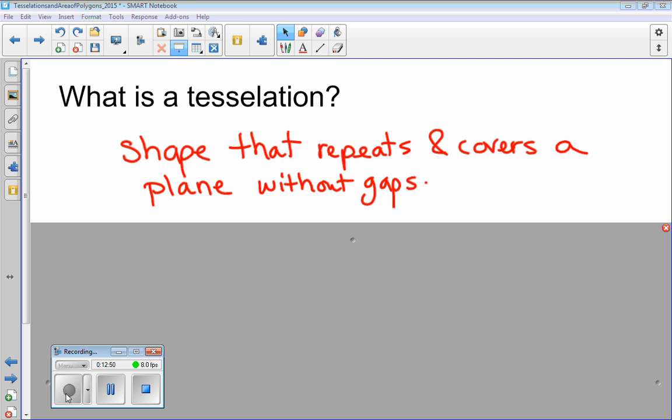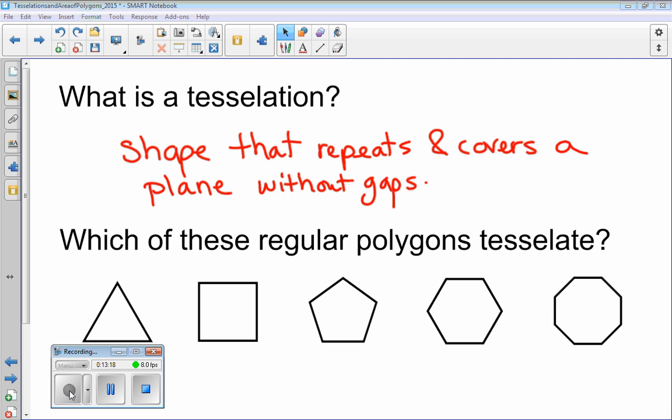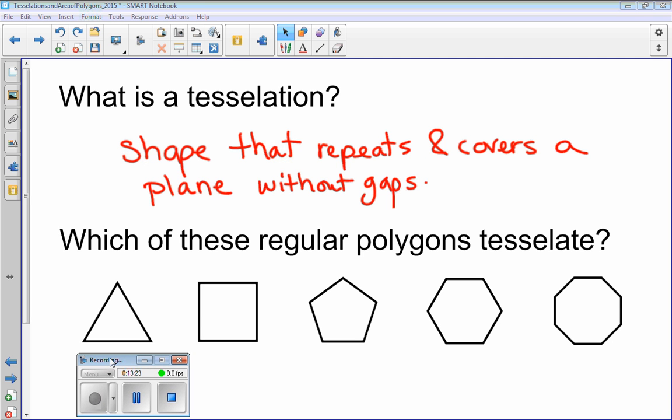Do me a favor and sort through all of the figures in your bag and only deal with the regular polygons. You can put the non-regular ones back in this tub. So I want you to investigate, and this is an SOL question, so you should absolutely write it down once we do our investigation: which of these regular polygons tessellate?